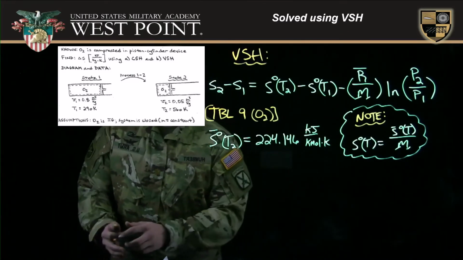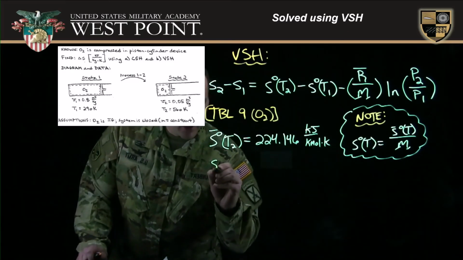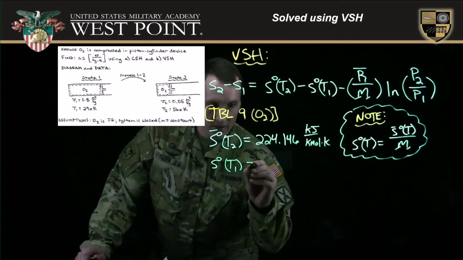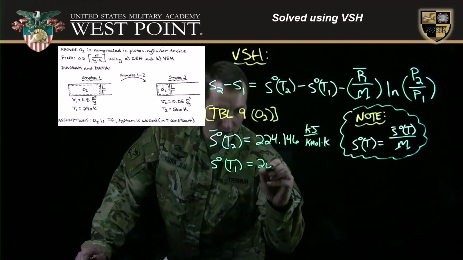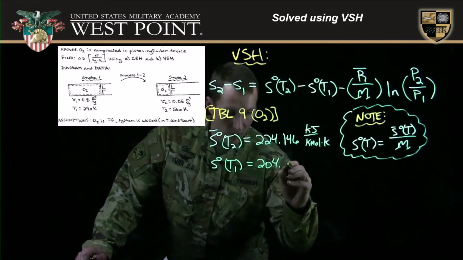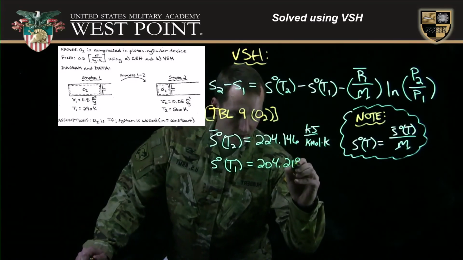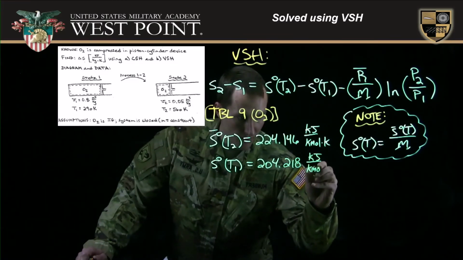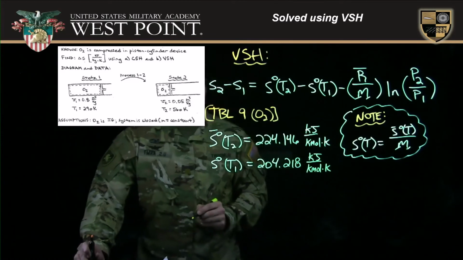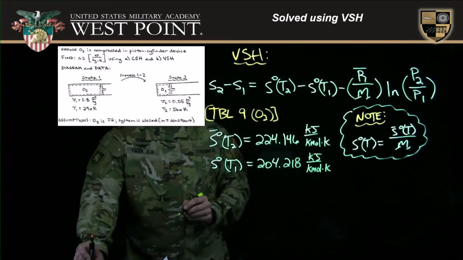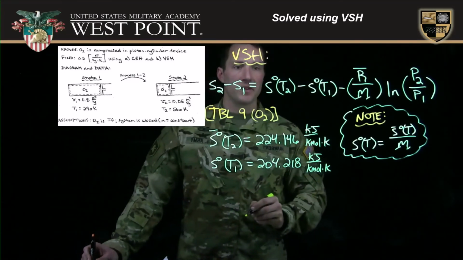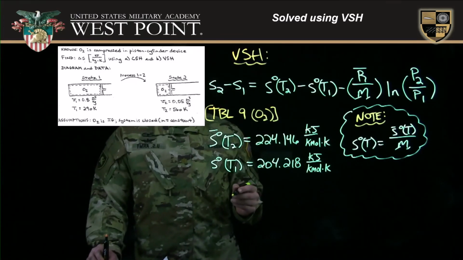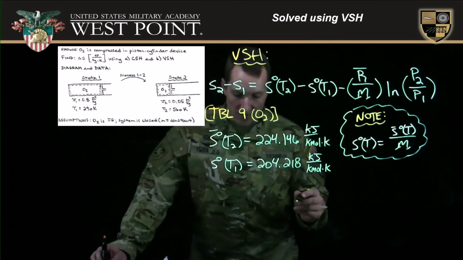Okay, and then our S degree at temperature T1, which was 290 Kelvin, is equal to 204.218 kilojoules per k-mole Kelvin. And if you use the ideal gas law, you can find your ratio of pressures. So I'll give that to you for time's sake.